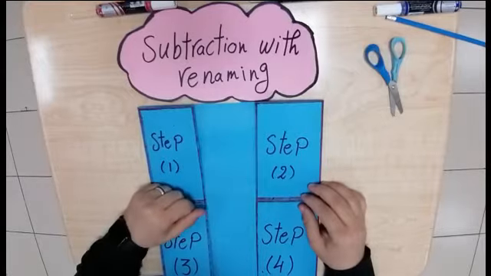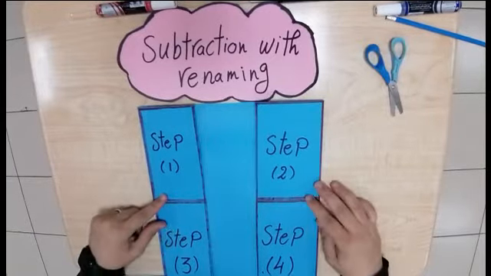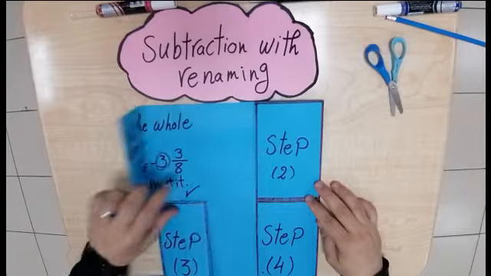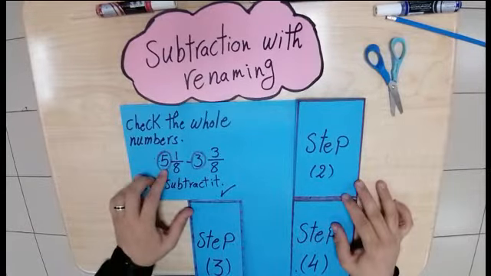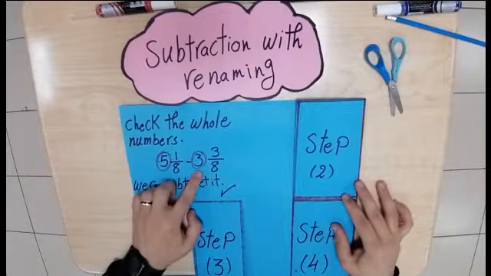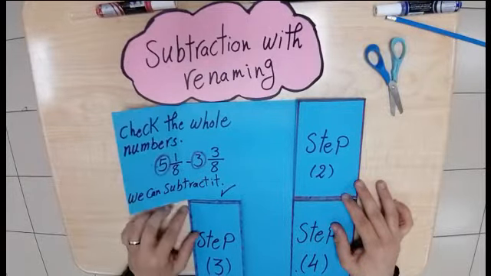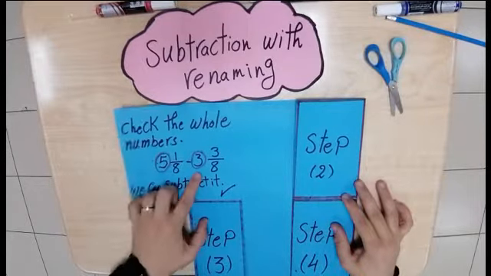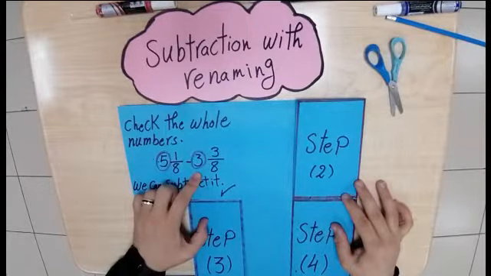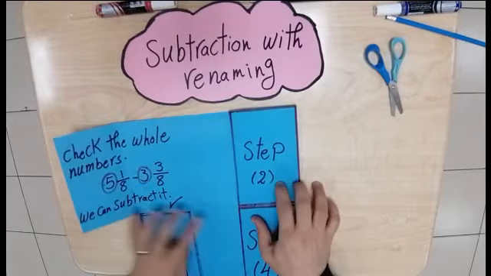Now, if you want to subtract with renaming, you have to follow these four steps. The first step, check the whole numbers. The whole numbers here are 5 and 3. Can we subtract them together? Of course we can, because 5 is greater than 3. So we can subtract 3 from 5. Okay, let's move to step 2.